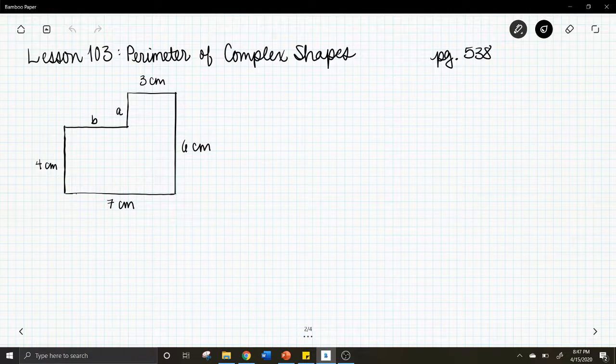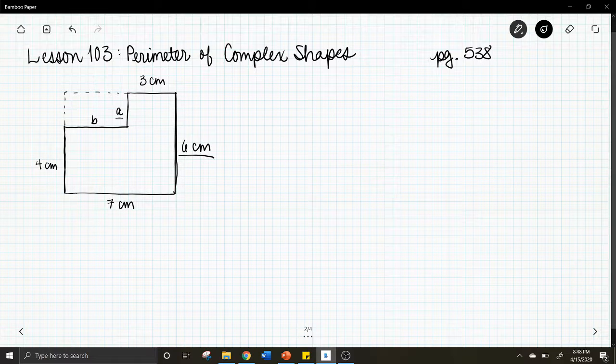Now, one thing that's going to help us to figure out the perimeter is to imagine this as a big square with maybe a little chunk of it taken out. Because the first thing we need to do is find the lengths of the unknown sides. So first, let's look at A. We can see that this full length of the side is 6 centimeters. This other length of the side is 4 centimeters plus the unknown distance of A. So that means that 4 plus A equals 6.